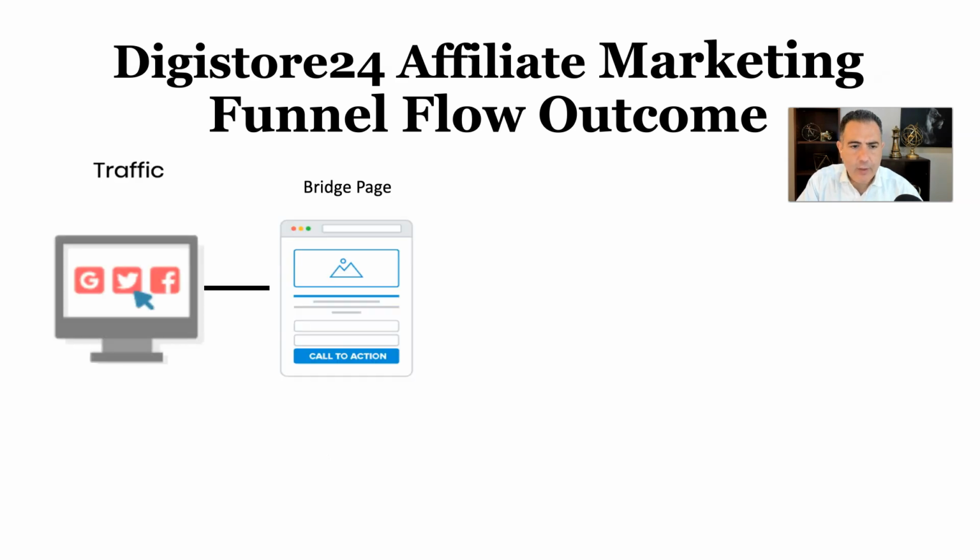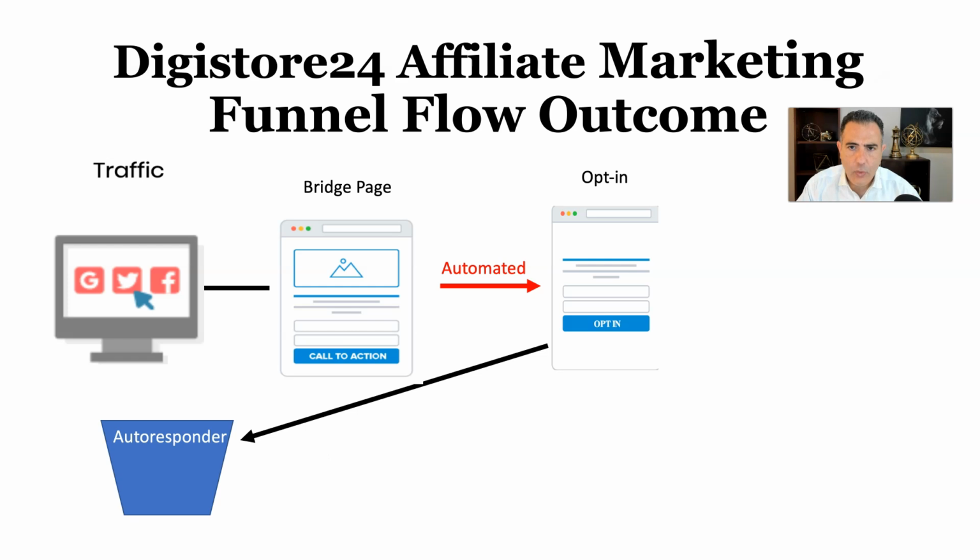Okay, we got traffic. Oh, big deal. So what? We got it to the bridge page. Then we got it to the opt-in page. All that happened automatically. You didn't have to do anything at all. Now, when they opted in, what happened? That email that they put in, they went to your ConvertKit autoresponder. It's already there. I'm not going to cover the emails here.